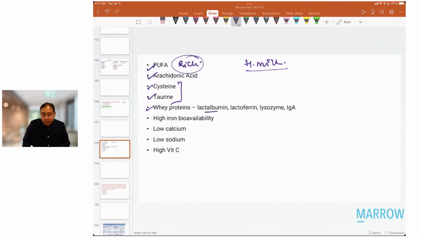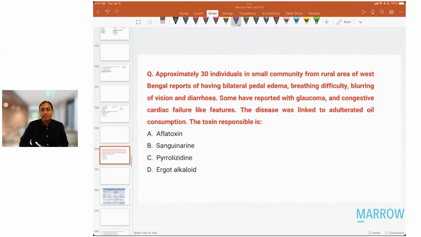It is lactalbumin, lactoferrin. We also have lysozymes, IgAs. It has high iron bioavailability. Please note that the iron is low, but the absorption capacity of the iron is very high. It has low calcium, low sodium, but high vitamin C. This is a 3-star MCQ topic. Human milk is very frequently asked in your exam.